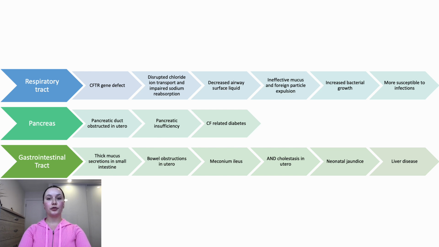In the gastrointestinal tract, cystic fibrosis leads to the secretion of thick mucus in the small intestine, which causes bowel obstructions in utero, resulting in meconium ileus at birth. Additionally, in the biliary tree, cystic fibrosis can induce cholestasis in utero, potentially leading to neonatal jaundice. As patients age, similar pathological processes lead to distal intestinal obstruction syndrome, or DIOS, and cystic fibrosis-related liver disease, affecting around 14% of cystic fibrosis patients.